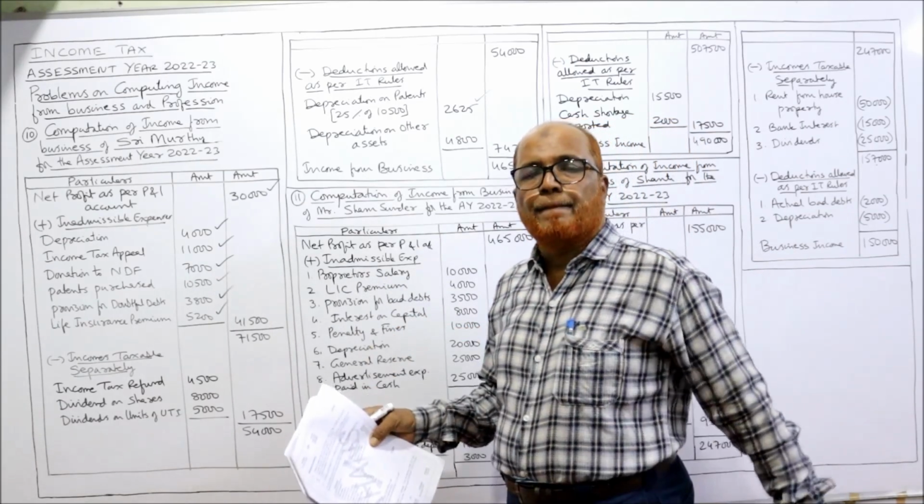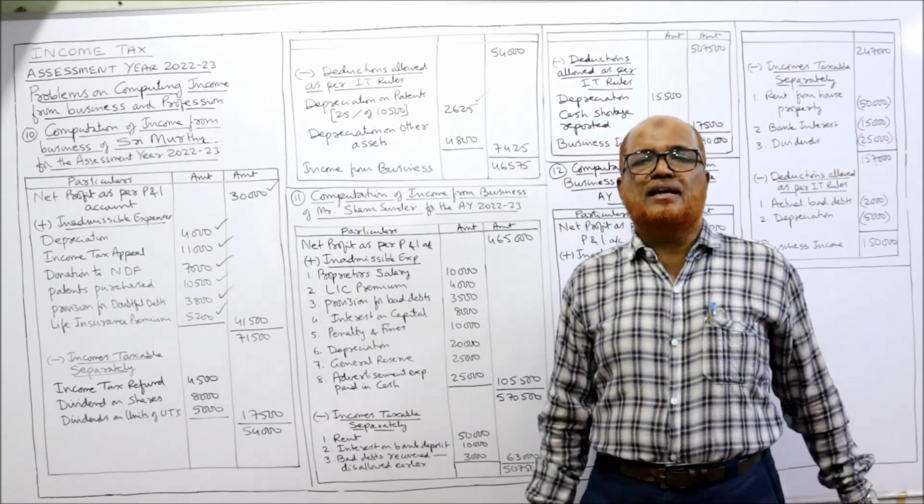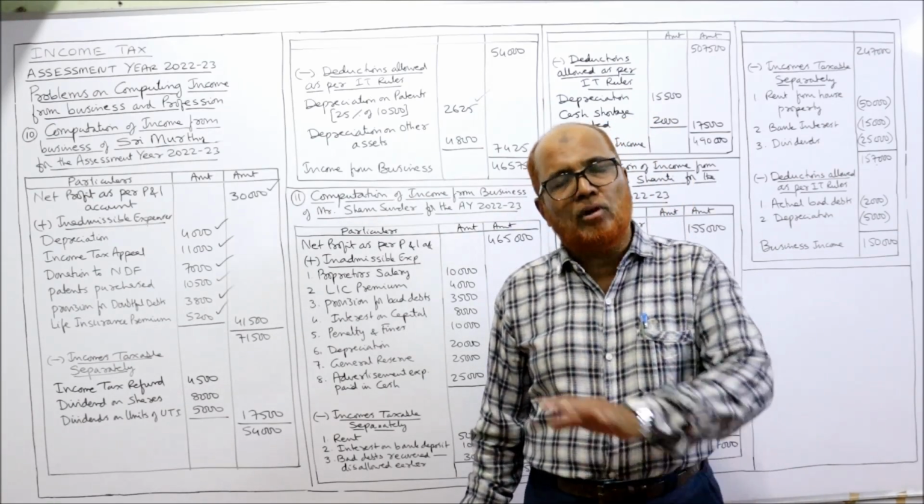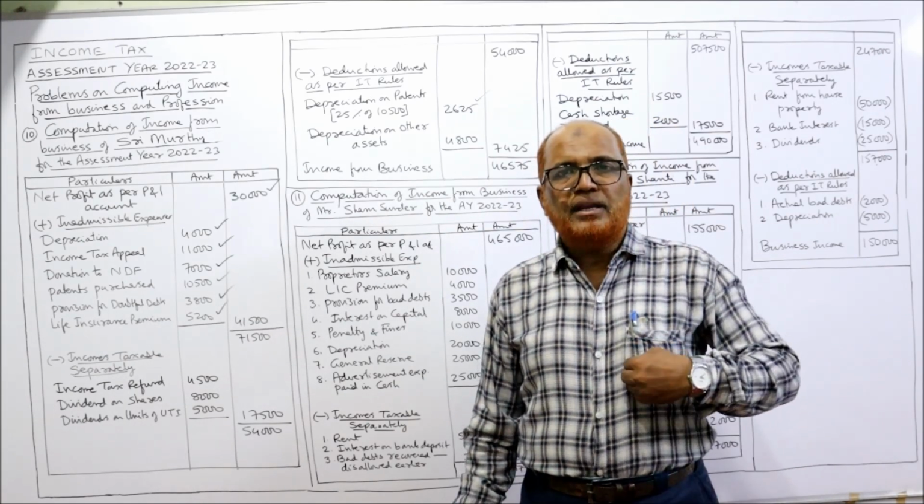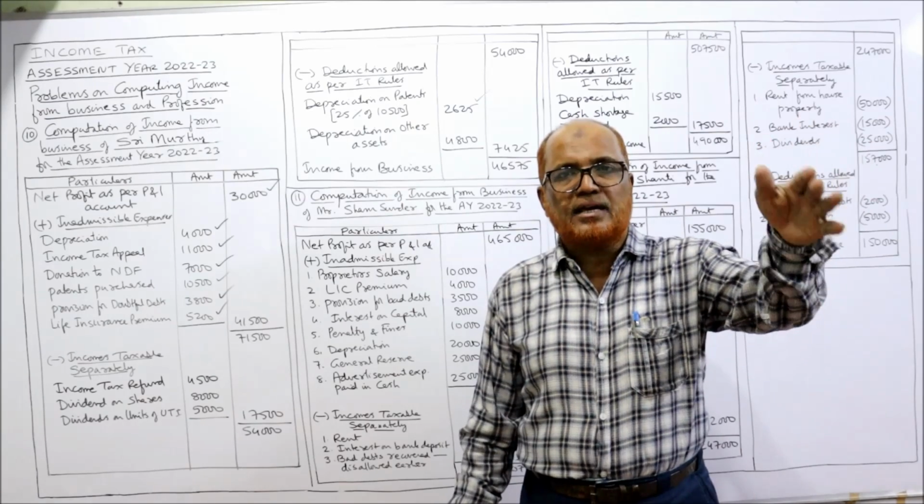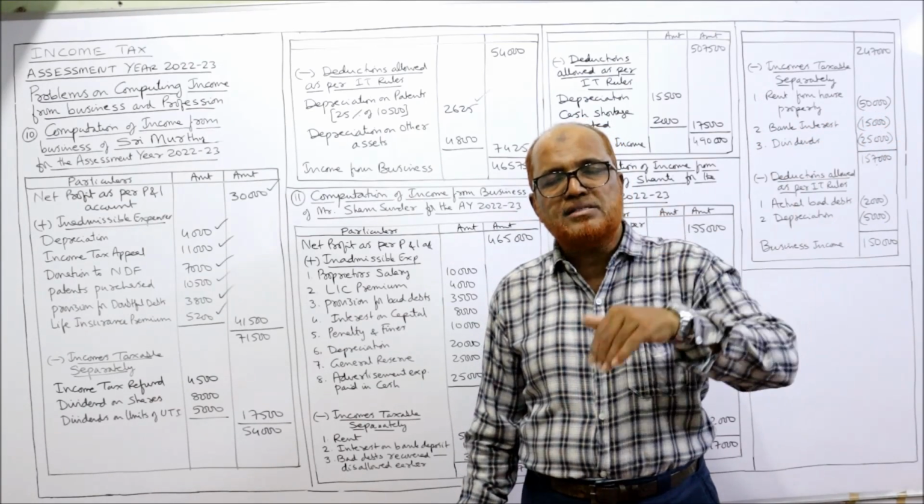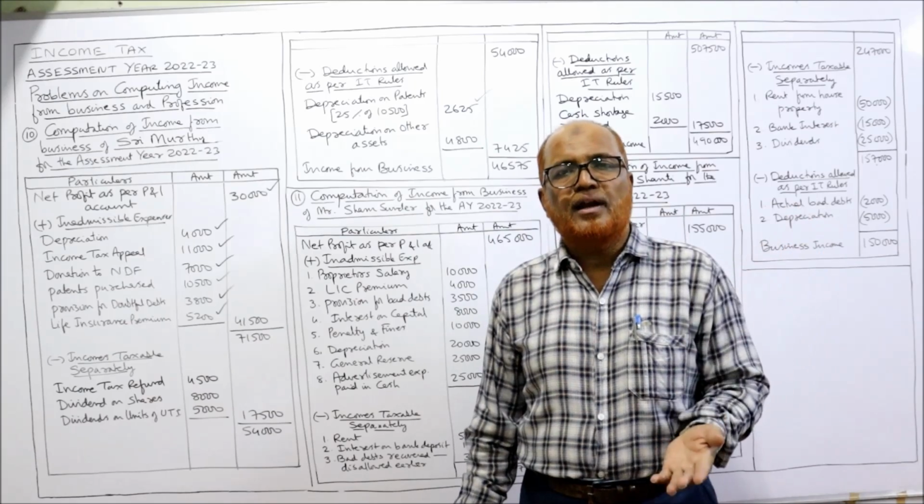Income tax refund. When income tax refund is there, it is not an income at all, not taxable. Our money, we have paid the tax in excess. The income tax department has refunded the tax. So our money is what we are getting back.